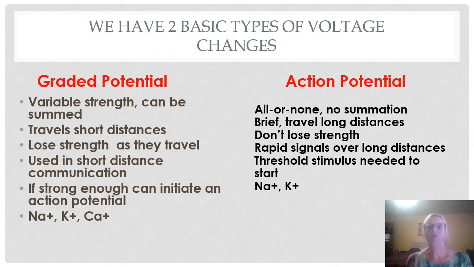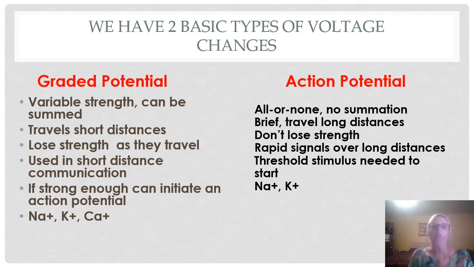So these are our voltage changes, and we've kind of talked about these. Resting potential, there's no change, but we have our graded potential and our action potential. A graded potential can have different strengths, and we can add those together or sum them. Okay, and remember that's on the end down by the dendrites in the cell body. These can only travel a short distance. They can lose strength as they travel, and we use them in short distance communication. If they are summed together and strong enough, they can come together to trigger an action potential.